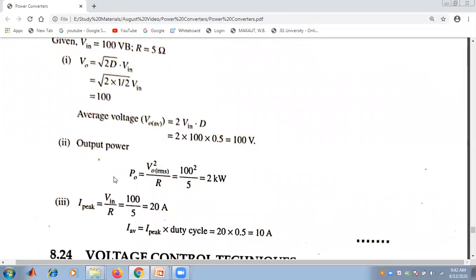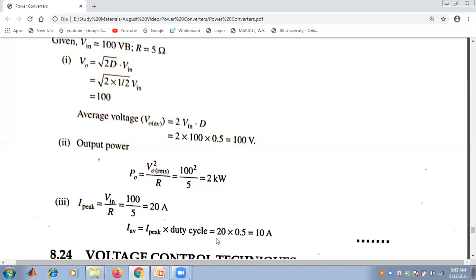Now the second question is to find the output power. We all know the output power is V0 RMS square by R, that is 100 square by 5, which is equal to 2 kilowatt. The third question is to find the average and peak value of the current through each switch. I peak is equal to V in by R, that is 100 by 5, equal to 20 ampere, with resistive load R equal to 5 ohm. So the average value is the peak value multiplied by the duty cycle, that is 20 into 0.5, which is 10 ampere.